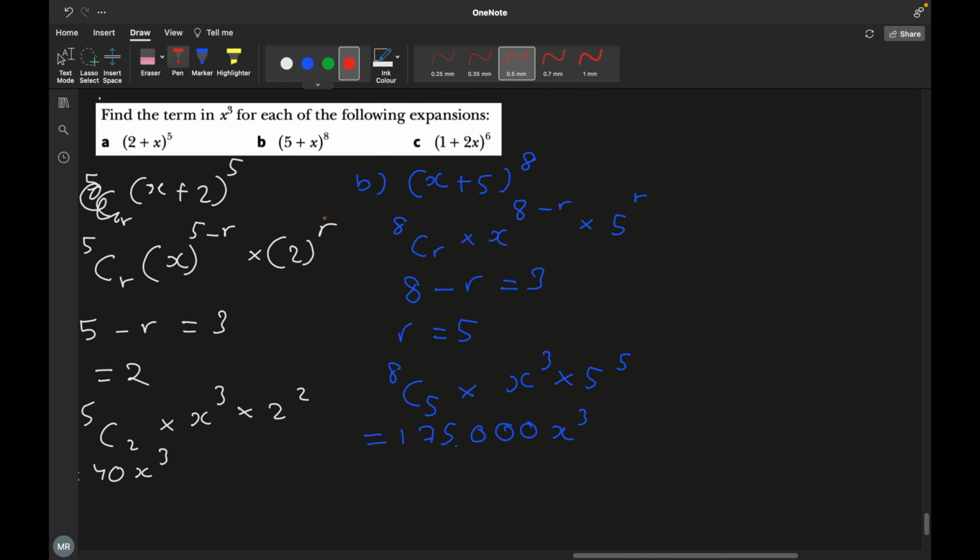Let's solve the last question. This is also very similar. So it's going to be 6 minus r is 3, and r is therefore 3. So it's going to be 6c3 multiplied by 2 to the power of 3 into 1 to the power of 3.